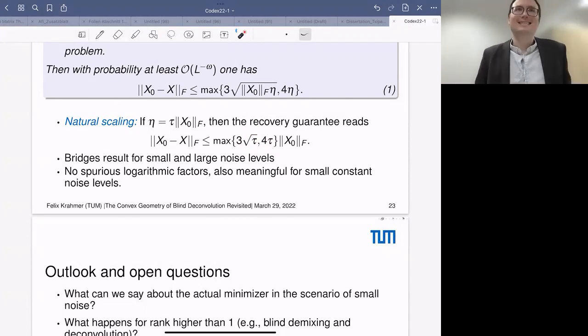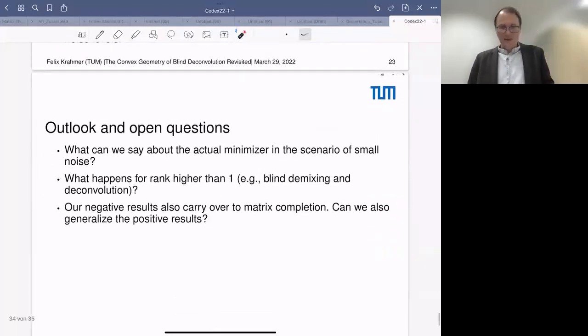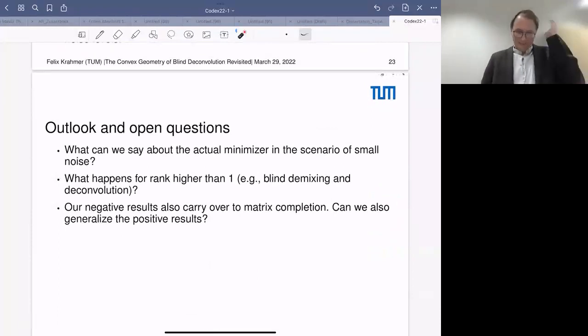Which also says that these dimensional factors may be necessary, but they are only relevant in very unrealistic scenarios where the noise level is extremely small, and I think that's not typically what one is encountering. And if the noise level is extremely small, like an inverse dimensional constant, then losing a dimensional factor is maybe not bad. So there are a few open questions.